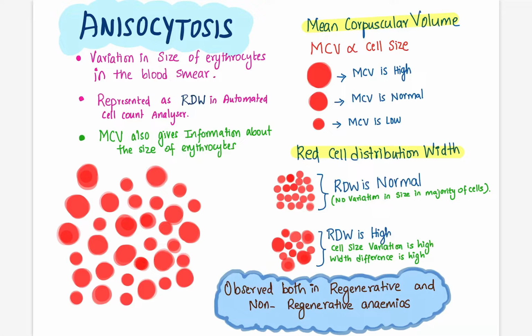And most commonly, RDW will be high in regenerative anemia because of macrocytosis and polychromasia, and it is also commonly seen with microcytosis in iron deficiency anemia. So, anisocytosis is observed both in regenerative and non-regenerative anemia.